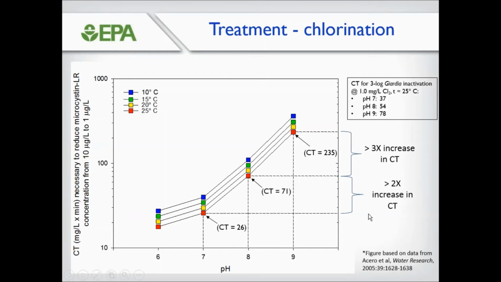Yeah. Okay, my apologies. So increasing the pH by 1 log from 7 to 8 increases the necessary CT by greater than a factor of 2. Increasing the pH again by another log from 8 to 9 increases the necessary CT by a factor of 3. And then just as a point of comparison, in the upper right-hand quarter of the slide, I'm showing the surface water treatment rule required CT for a 3-log Giardia inactivation at 1 milligram per liter of chlorine at 25 degrees Celsius. And we're showing data for the CTs for pH 7, 8, and 9.